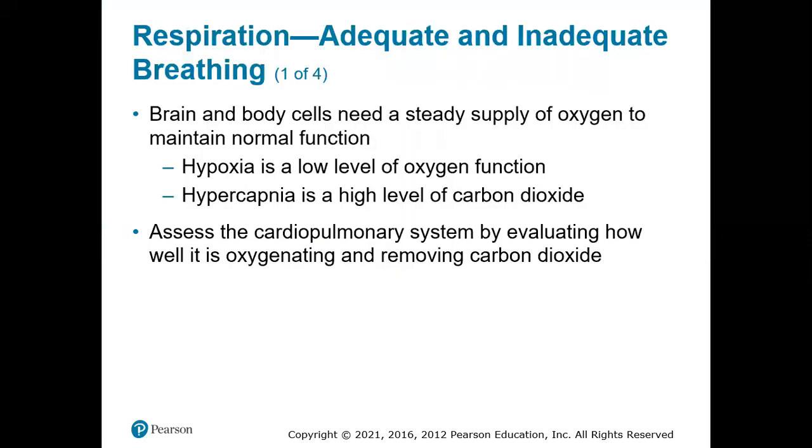So when we talk about respiration, it's all about balance again, adequate, inadequate breathing. The brain and body cells, we know they need a steady supply of oxygen to maintain normal function. The term hypoxia, hypo being low level of oxygen, hyper meaning high, capnia is a high level of carbon dioxide. So we assess this cardiopulmonary system, we see how well it's oxygenating, how well we're getting rid of that carbon dioxide.